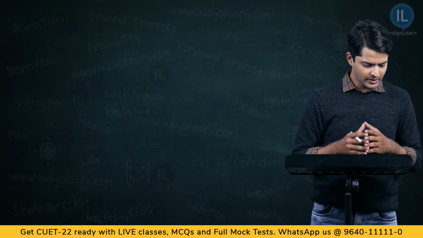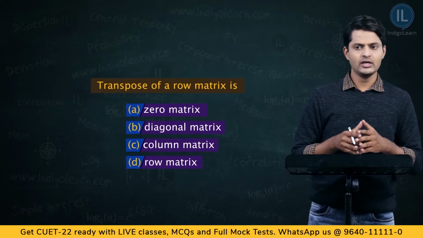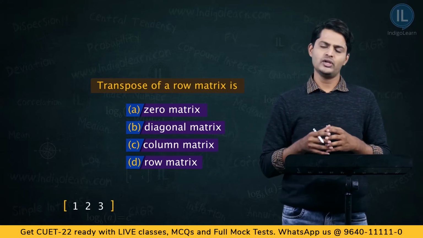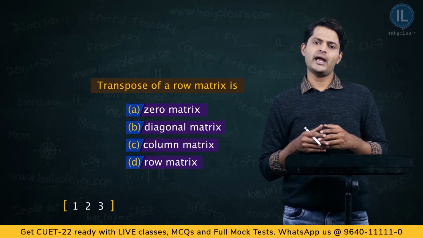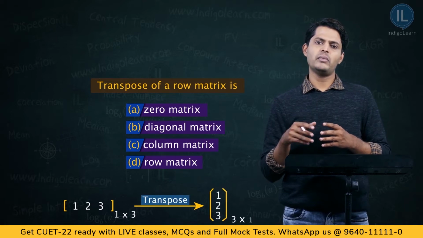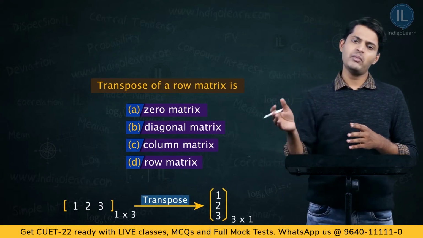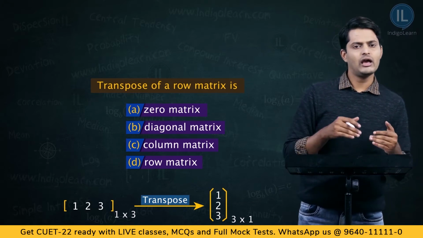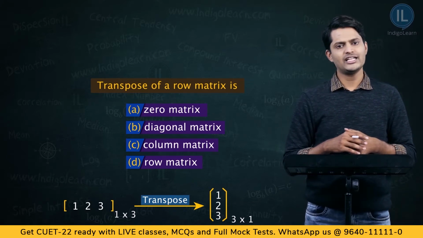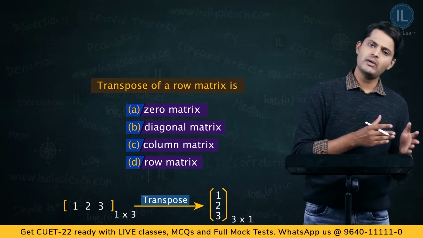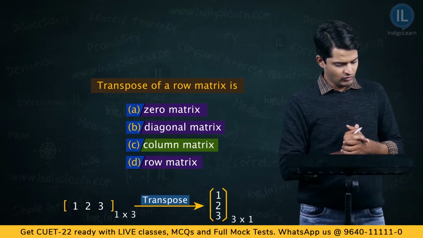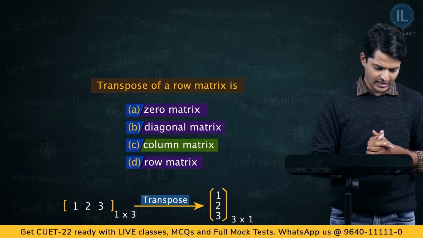Now, coming to the third one, transpose of a row matrix. So, what is a row matrix? There is only one row and n columns. So, when you transpose a matrix with the order 1 by n, it will become n by 1. Essentially, since originally it had only one row, now it will have only one column. So, the transpose of a row matrix will result in a column matrix, and the transpose of a column matrix will result in a row matrix. So, what is the answer for your third question? The answer will be C.